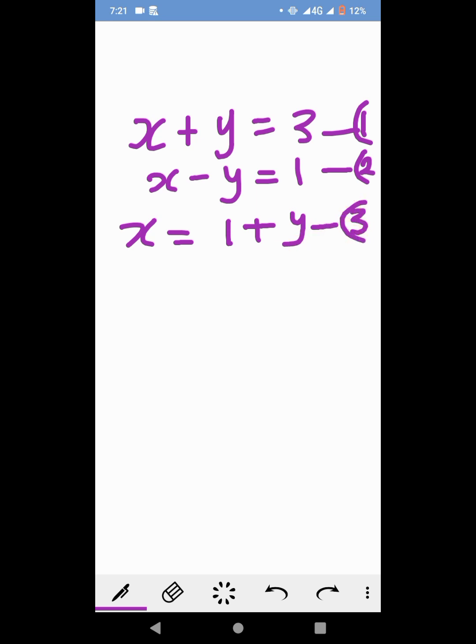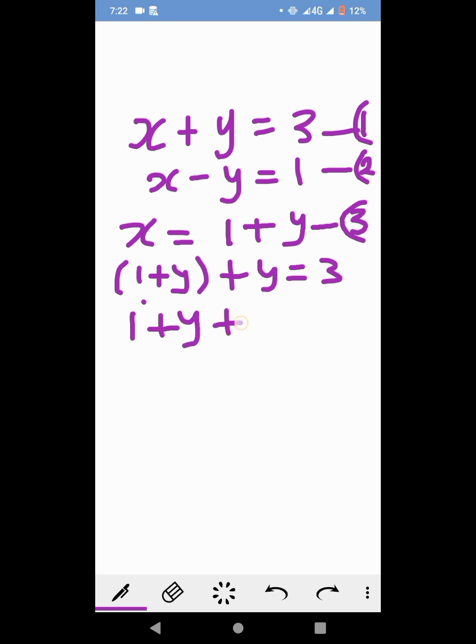All right. So we are going to be putting equation 3 into equation 1. So wherever you see x, we put 1 plus y. So we have it as open bracket 1 plus y, plus y, equals to 3. All right. So we expand this bracket. Of course, you have 1 plus y, doesn't really have any challenge, plus y equals to 3.